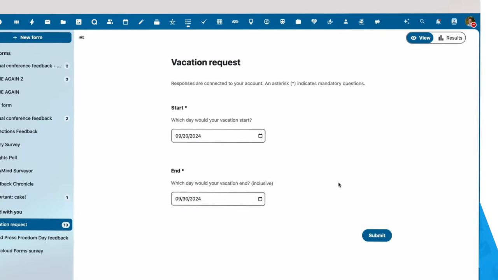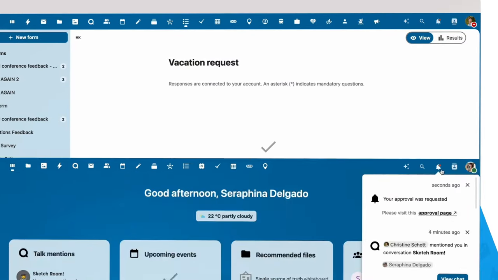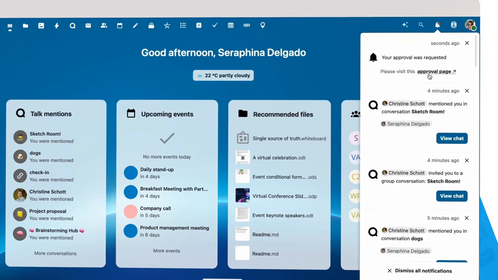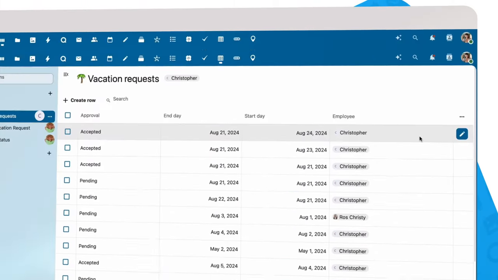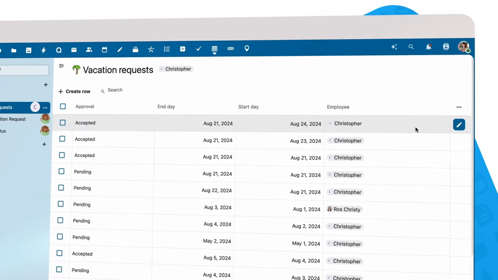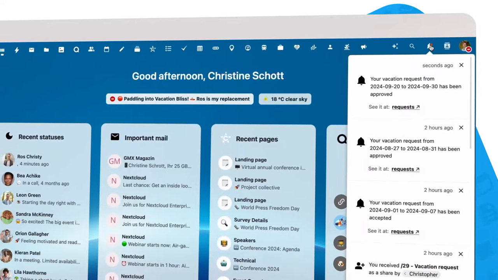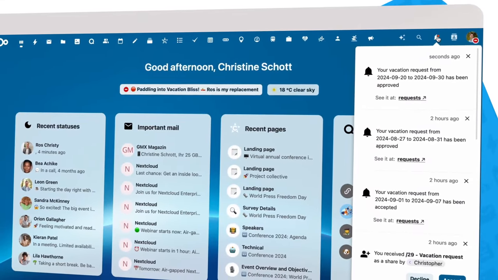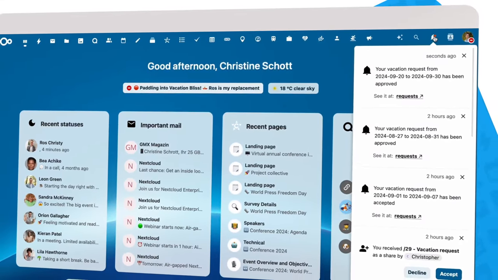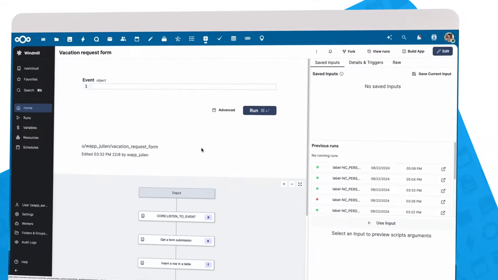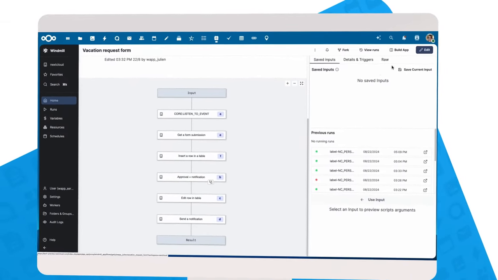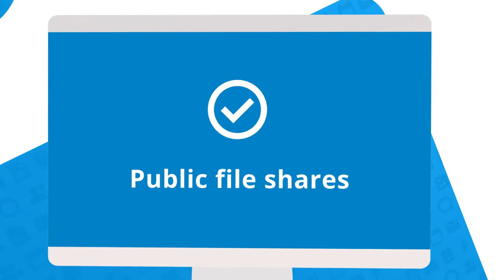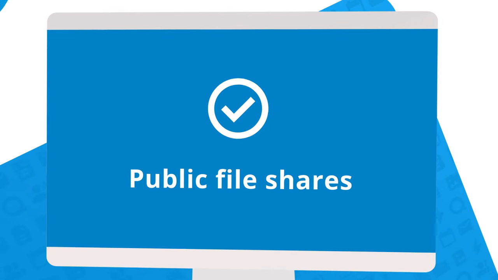For instance, it can automate processes like vacation requests. Based on submitted forms, Nextcloud Flow can populate tables with data, track approvals, and then notify the employees about positive decisions. You can make everyday communications easier. For example, requesting and receiving management approvals for public file shares, and so much more.